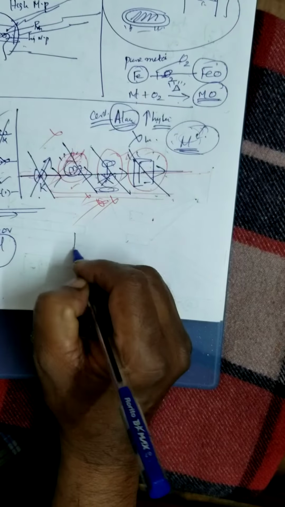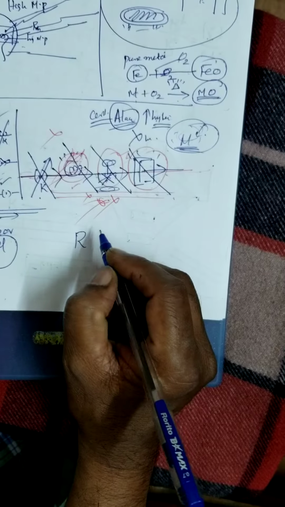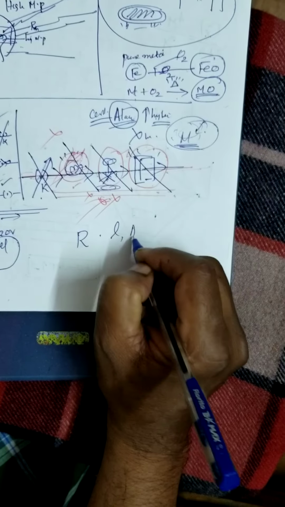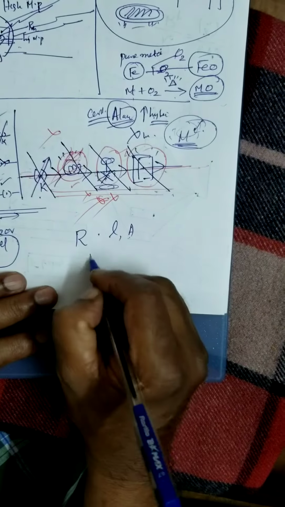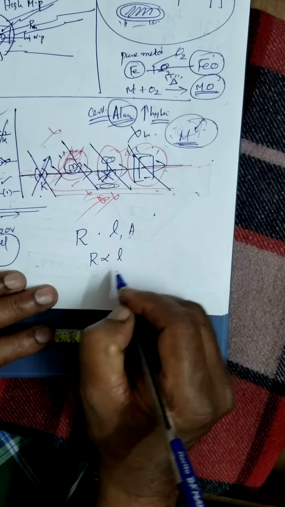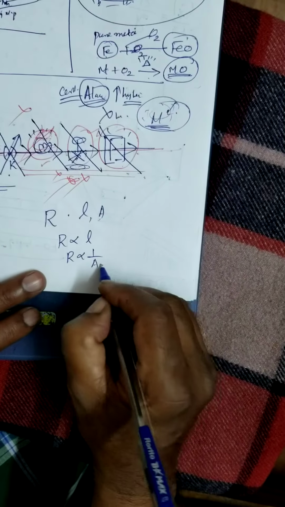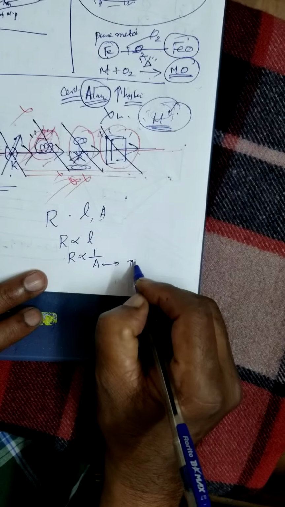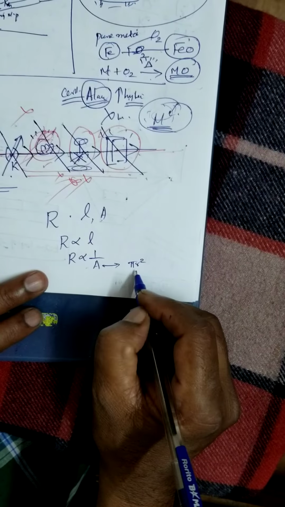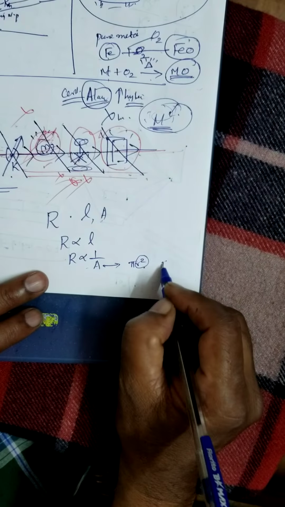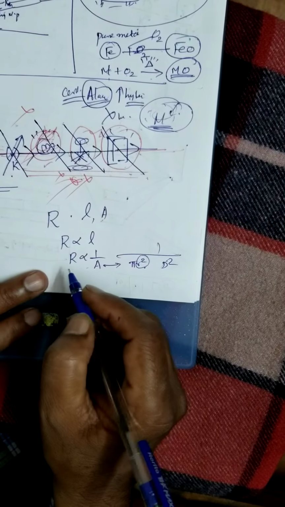Now, how the resistance varies with the length and area of cross section. Resistance is directly proportional to length. Resistance is inversely proportional to area. Area represents pi r square. Sometimes resistance is inversely proportional to the square of the radius or square of the diameter. They may ask you all that.